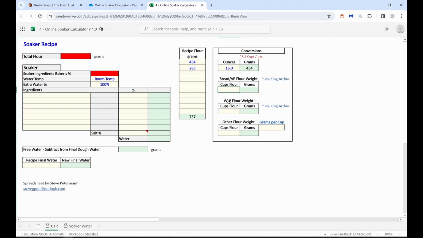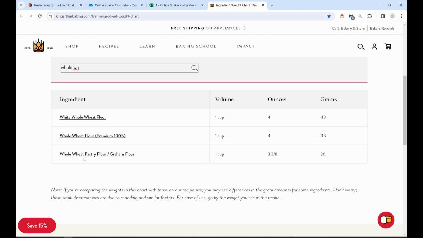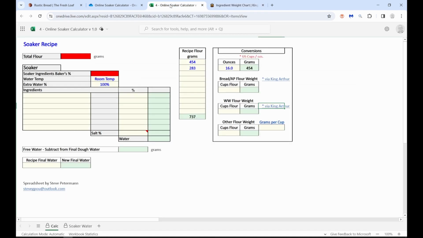This section here is for whole wheat flour. And let's just go back here and take a look. So if we look at whole wheat, scroll down here, it's 113 grams per cup. So that's why I have these different sections. So a cup here, if we put a cup here, we see the difference in weight. So that's a conversion there.